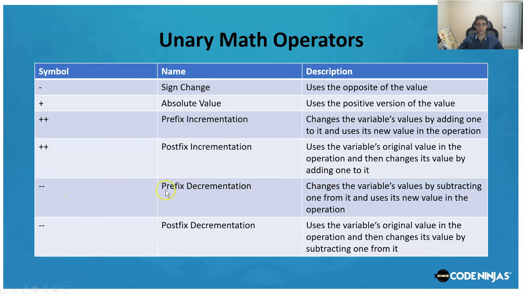Minus minus, prefix decrementation, is when the minus minus is before the variable. It changes the variable's value by subtracting 1 from it and uses its new value in the operation. Minus minus, postfix decrementation, is when the minus minus comes after the variable. It uses the variable's original value in the operation and then changes its value by subtracting 1 from it.